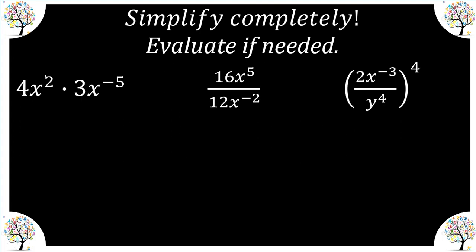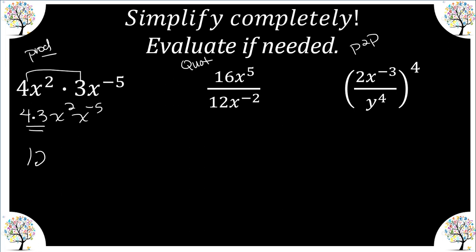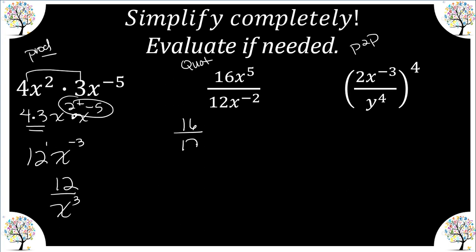Okay, let's take a look at these last ones and apply the power rules. So we have the product rule here, we're going to have the quotient rule here, and we're going to have the power to a power here. So on this one, we just have 4 times 3. You could rewrite it if you want to. You don't have to, but we know this is 12, and then we add exponents to bases that are being multiplied that are the same, and we get negative 3. The 12 stays where it is. It has a positive 1 exponent, but we must flip the x to the denominator. That's your final answer. Now we have one where we're going to apply the quotient rule.